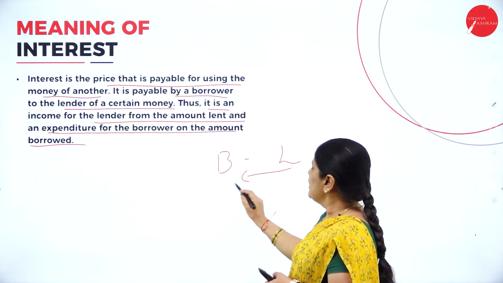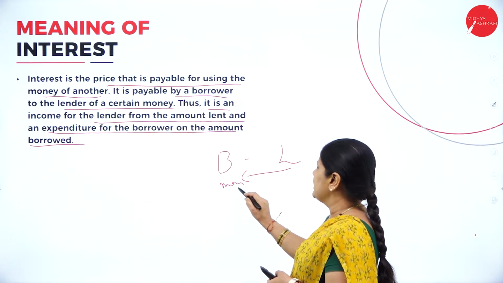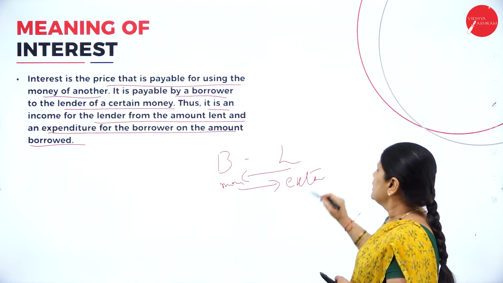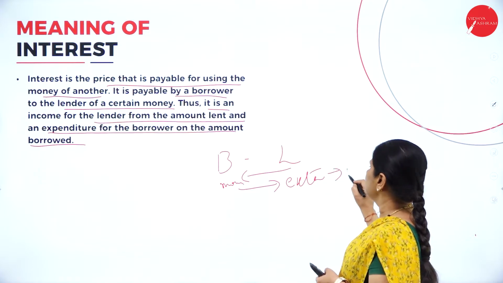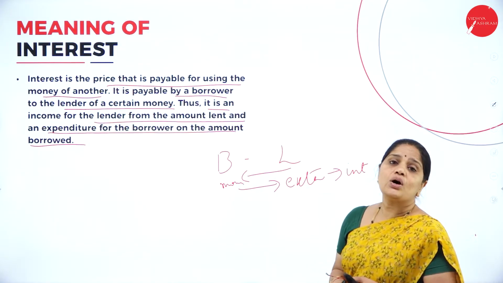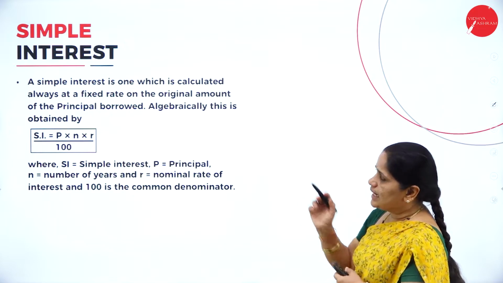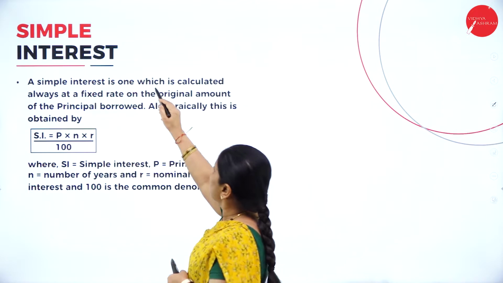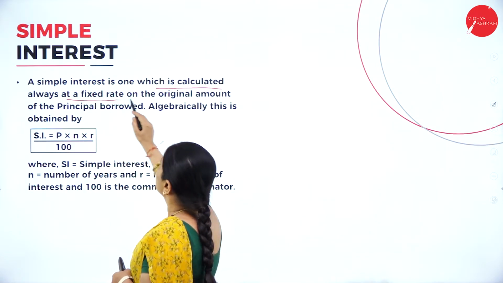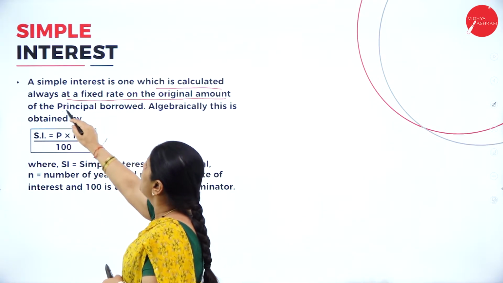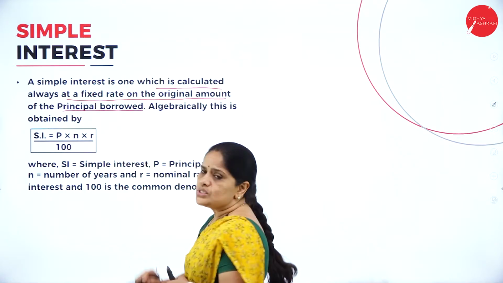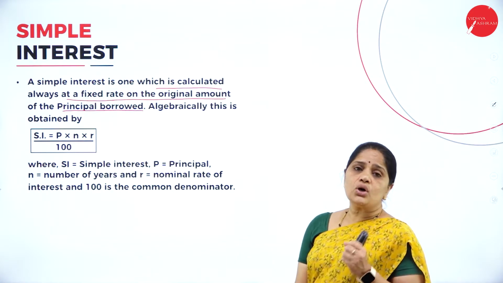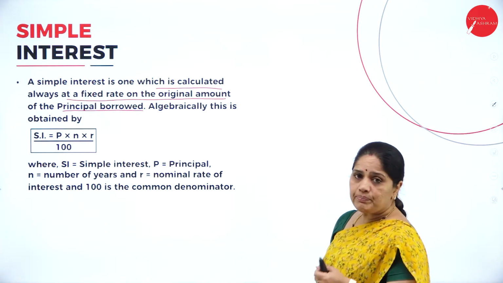The lender will lend the money to the borrower. When the borrower returns, he will pay something extra. So, this extra money which the borrower pays, we call it the interest. Next, let us understand what is the meaning of simple interest. Simple interest is one which is calculated always at a fixed rate on the original amount of the principal borrowed. So, simple interest is the amount which is always calculated on the original amount of the principal borrowed.